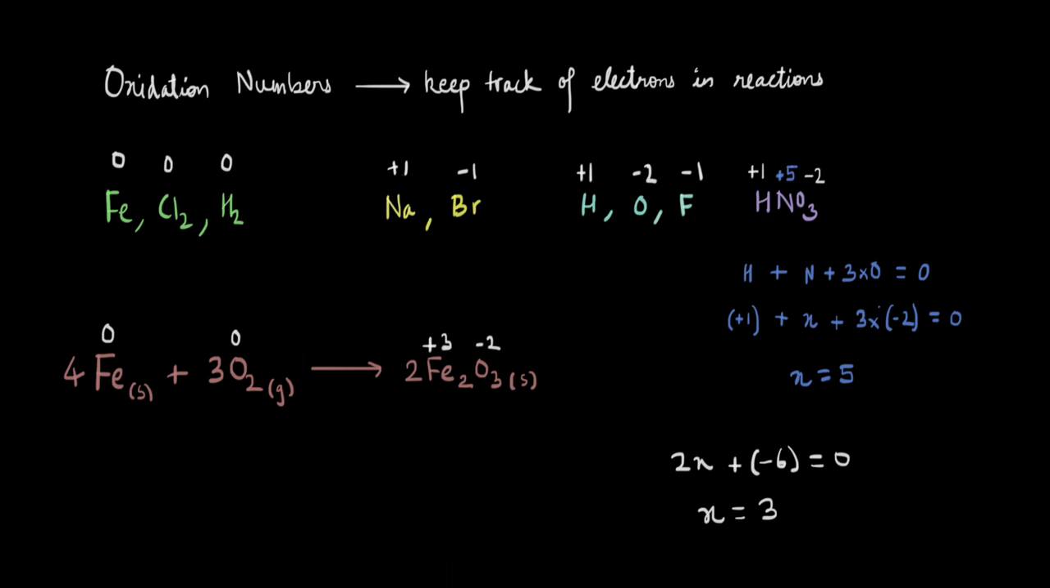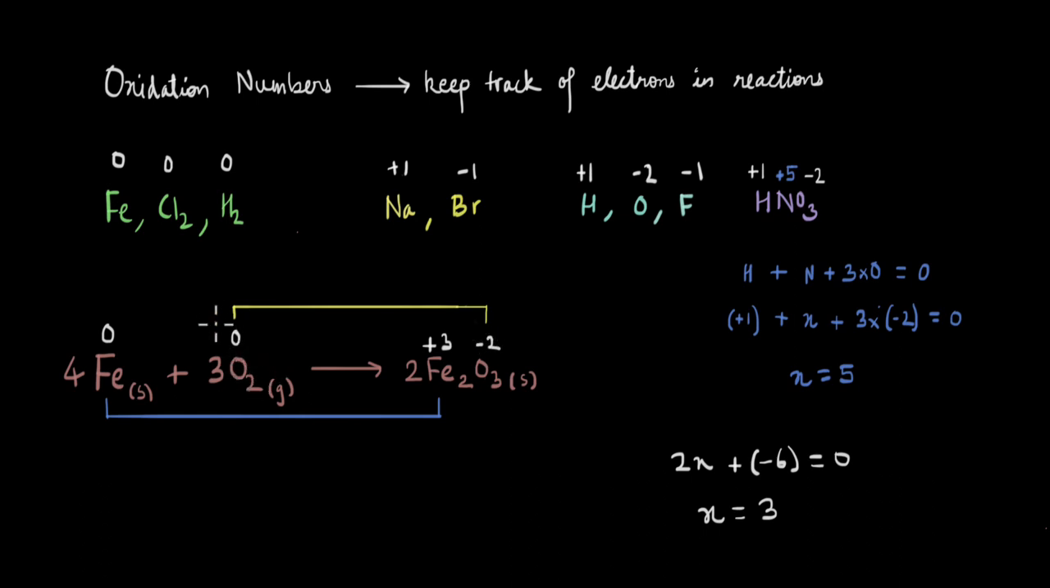Now if we look at the change in oxidation numbers of both of these as the reaction takes place, we notice that iron goes from an oxidation state of 0 to +3. That means iron is losing electrons. Similarly, oxygen goes from 0 to -2, which means that oxygen is gaining electrons. In other words, because iron is losing electrons, iron is getting oxidized, and because oxygen is gaining electrons, oxygen is getting reduced.